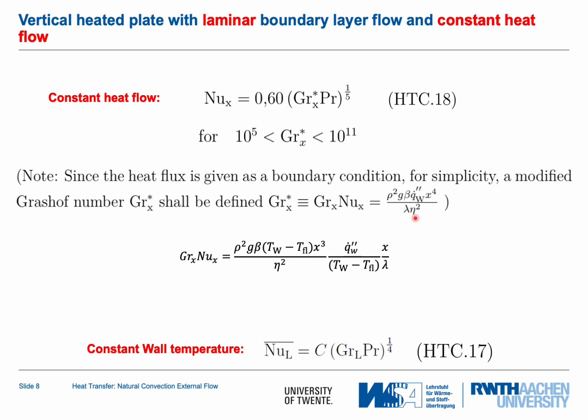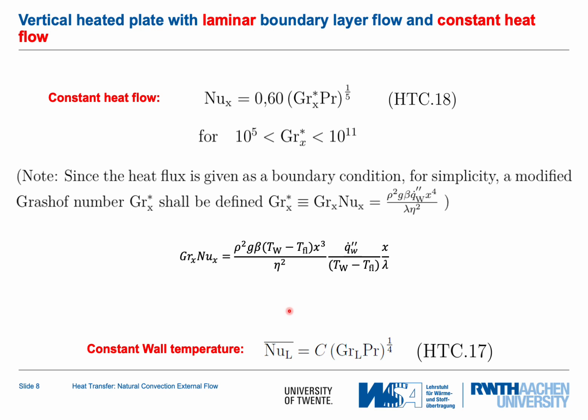Well, can we see this if this is the case? Well, of course we know Grashof is rho squared g beta times temperature difference times length scale to the power 3 divided by viscosity squared. The Nusselt number we can write as the heat flux divided by the temperature difference, times x divided by lambda. And this here you recognize, of course, as alpha. If we now multiply this, then we see that the temperature difference cancels and that x to the power 3 becomes x to the power 4. And then we obtain the expression of the Grashof star that we have given here.